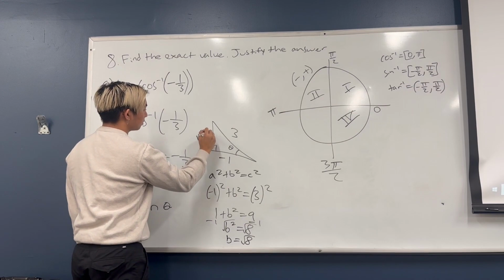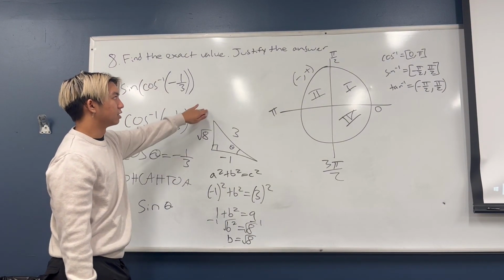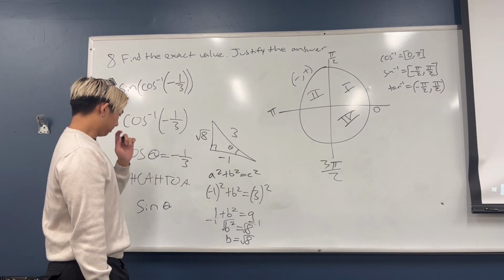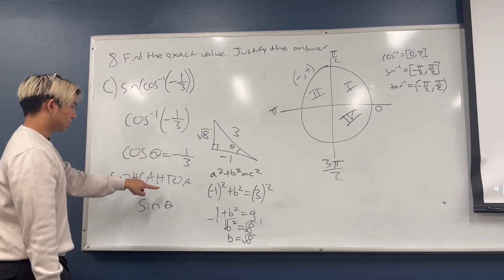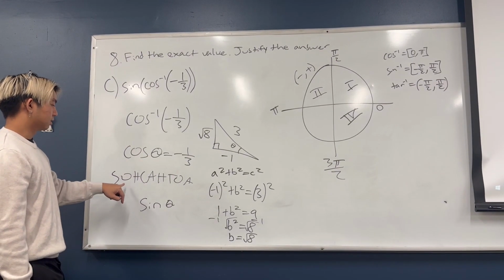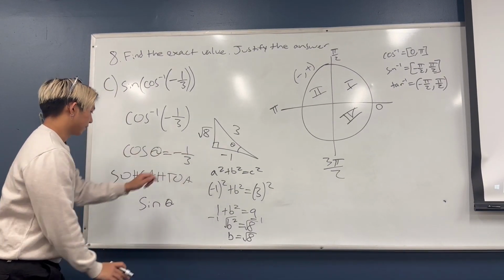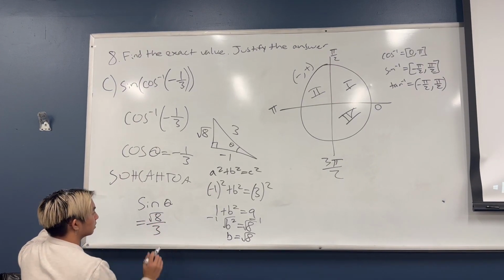So write that in. And again, this is in quadrant 2, so our y value here is positive. So our square root of 8 is positive. So our sine of theta here is what? SOHCAHTOA, so it's opposite over hypotenuse. The opposite of theta is square root of 8, so it's square root of 8 over 3.